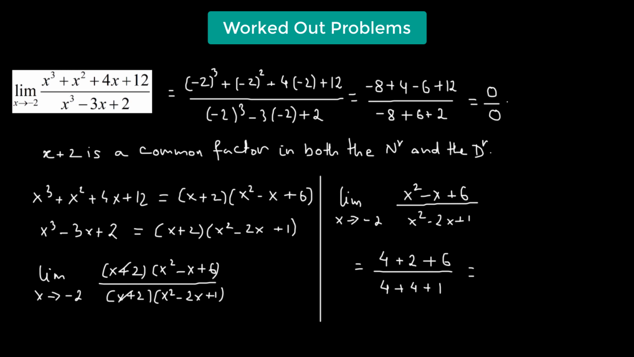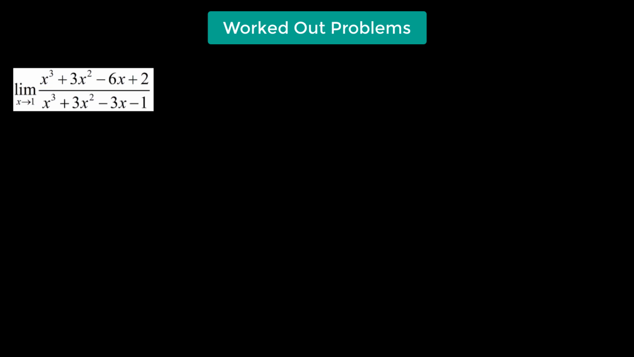So we have 6 plus 4 is 10, 10 plus 2 is 12. 12 divided by 4 plus 4 is 8, 8 plus 1 is 9. So we have 3 times 4 is 12 and 3 times 3 is 9. So 4 over 3, this is going to be the limiting value of the given rational function when x approaches negative 2. So here we have to determine the limiting value of the given rational function when x approaches 1.